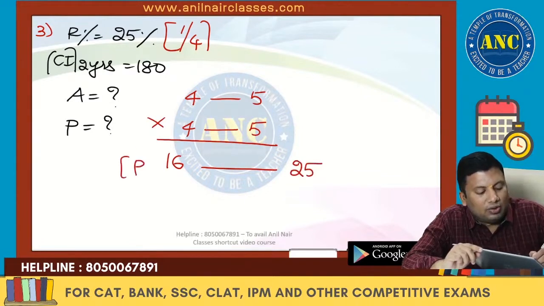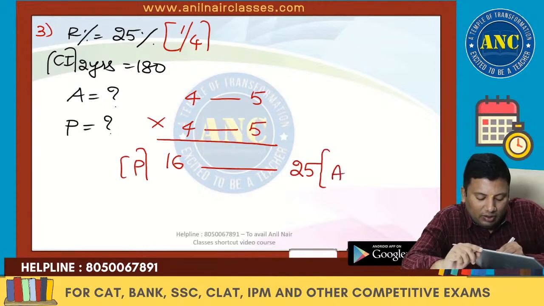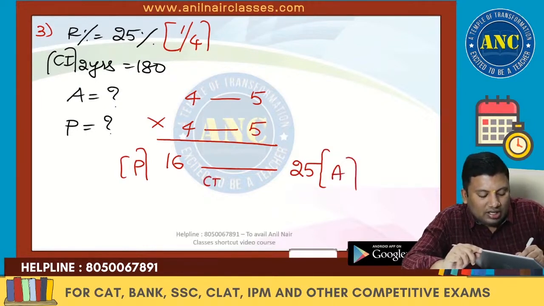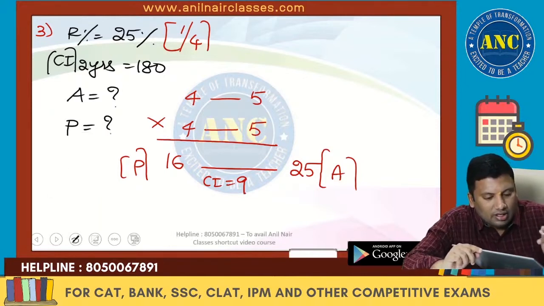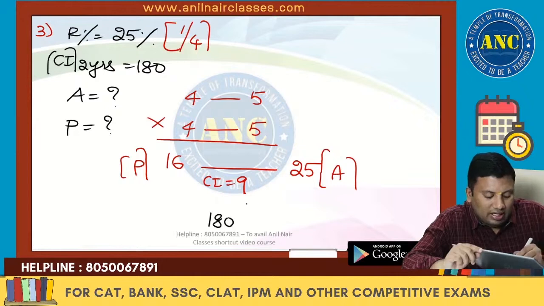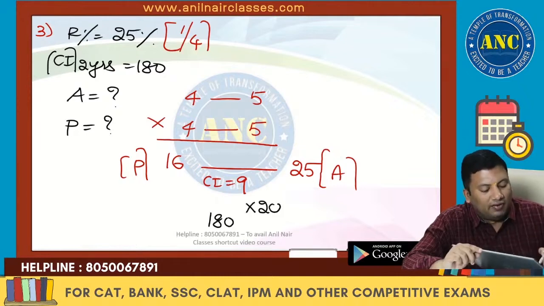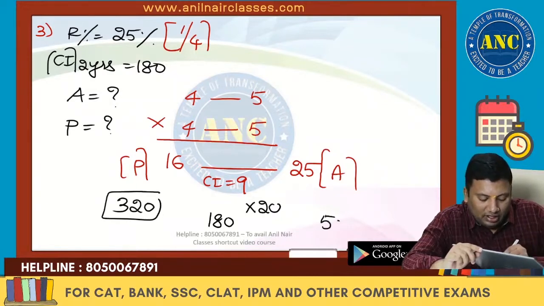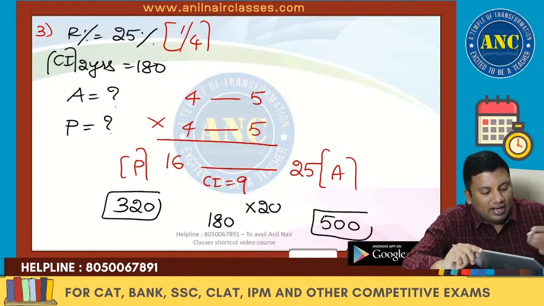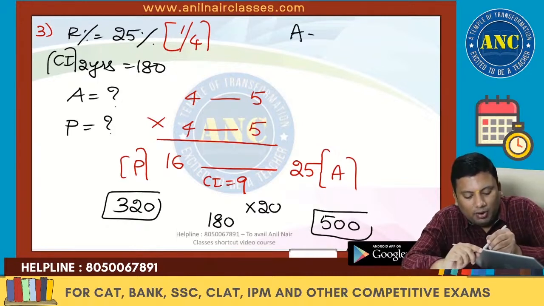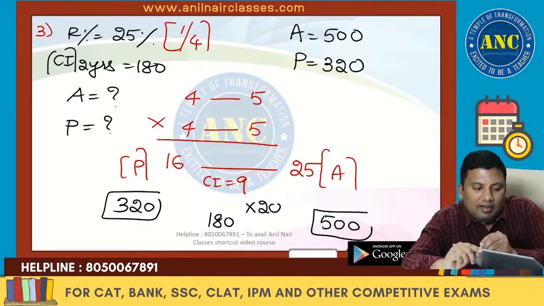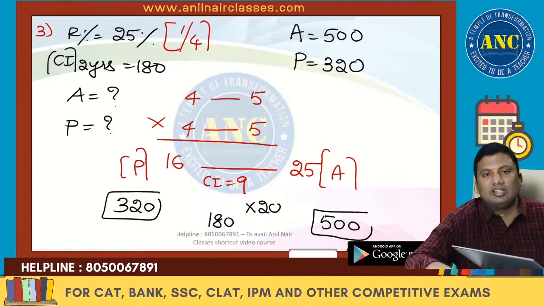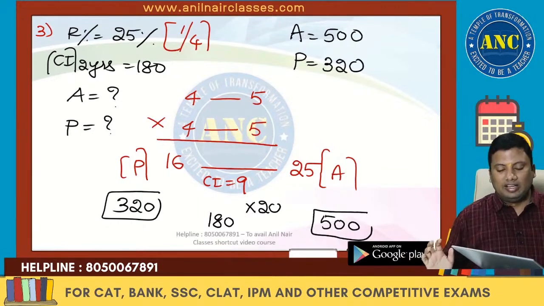The initial value represents the principal. Final value represents the amount. Change is nothing but 9, which is compound interest. But according to the question, it is 180. So it is 9 into 20, 180. Principal 16 into 20, 320. 25 into 20, it is 500. Very easily you will get the answer. Amount is 500, principal is 320, when the rate is 25 percentage and CI for 2 years is 180.